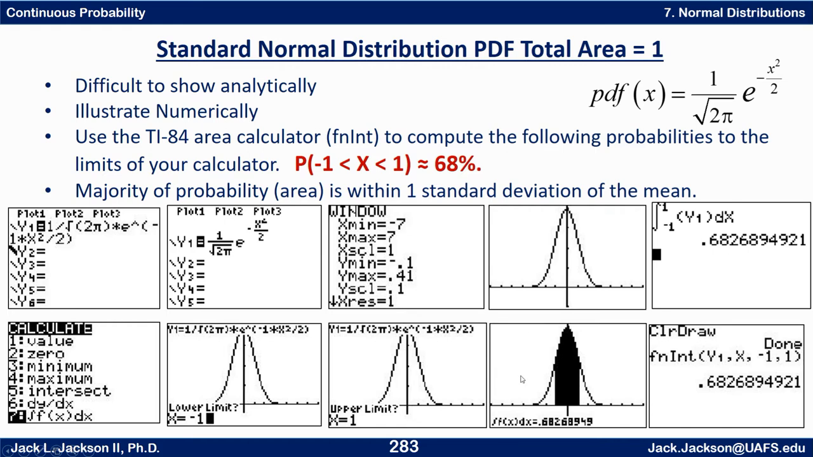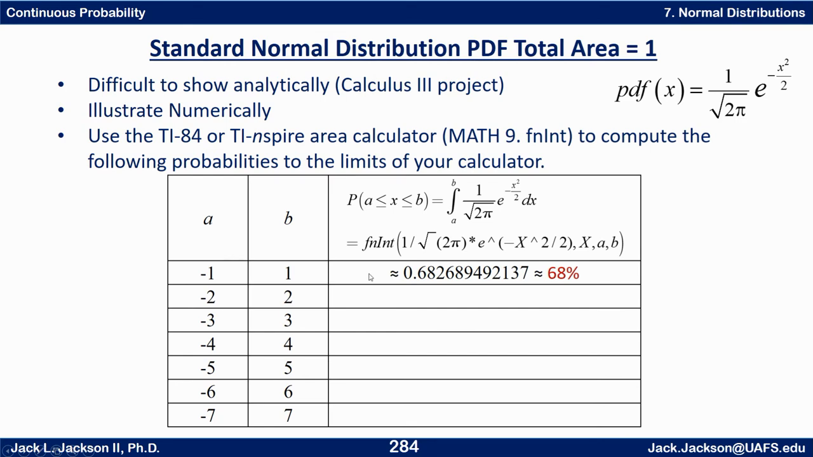Here's some of the screens that we just saw. Here's the formula, new operating system, old operating system. There's the graph. I picked a window, very similar looking window. Here's the integral at the home screen. Here's the old school version of that right here. And there's the shading there. So it's about 68%. So we can put that in our table.